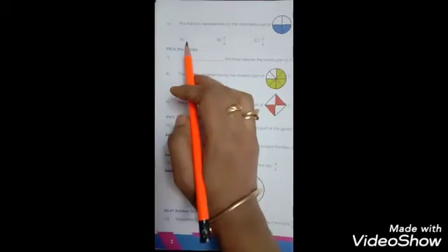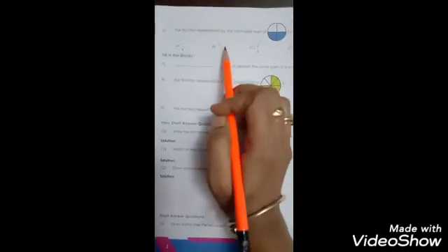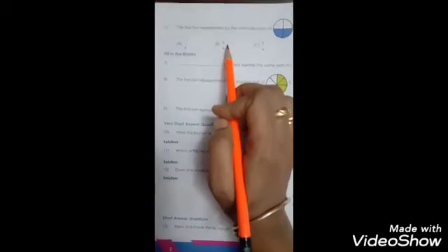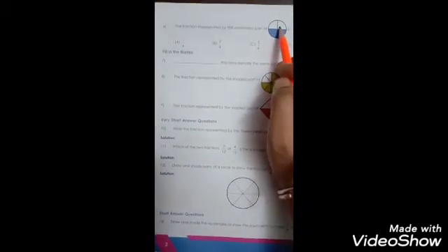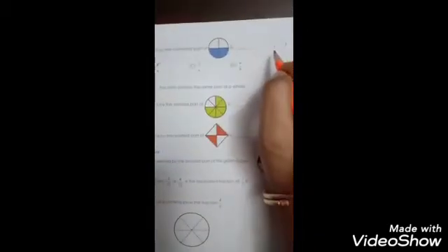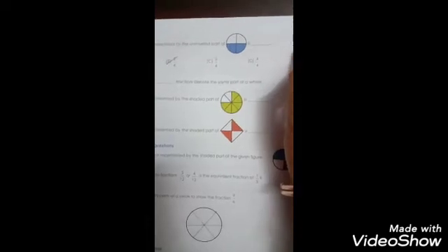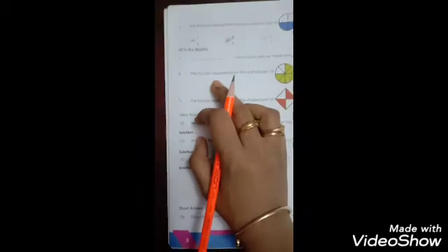Is it 1 by 4? No. Is it 2 by 4? Yes. So out of 4 equal parts in the circle, 2 parts are shaded, 2 parts are not shaded. So the correct answer is 2 by 4. So what you will write, children, here? Option number B. Done? Now fill in the blanks.